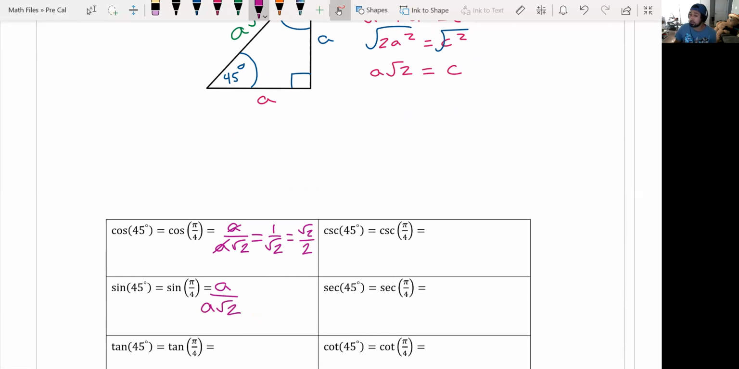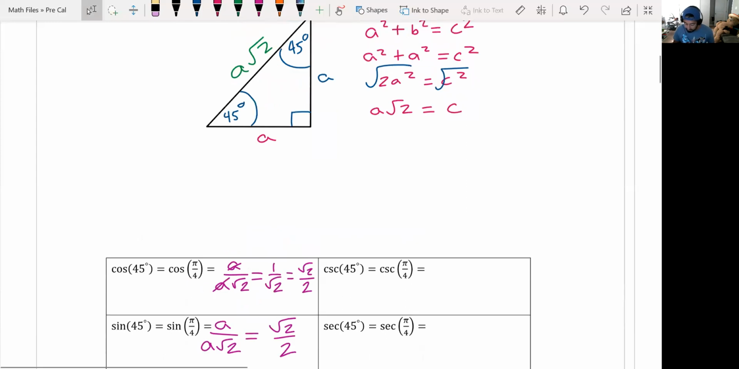A over a square root of 2, which would eventually become square root 2 over 2. Okay, now look at the triangle and let's figure out the remaining trig functions. And just like this, sine of 45 degrees is also the numerical value of square root 2 over 2.